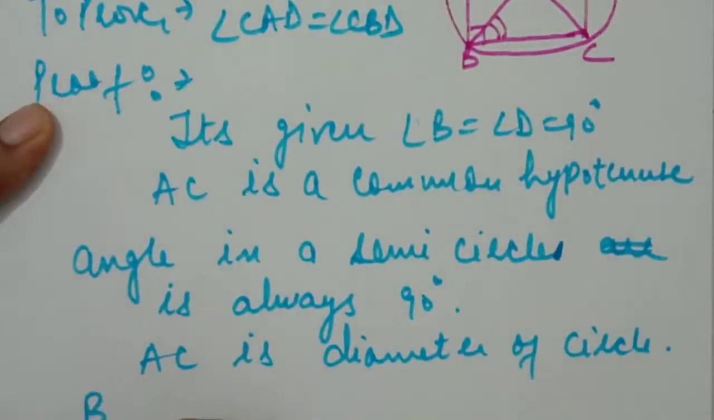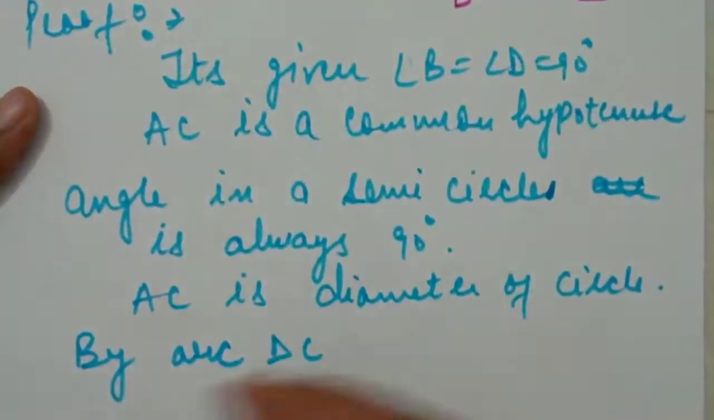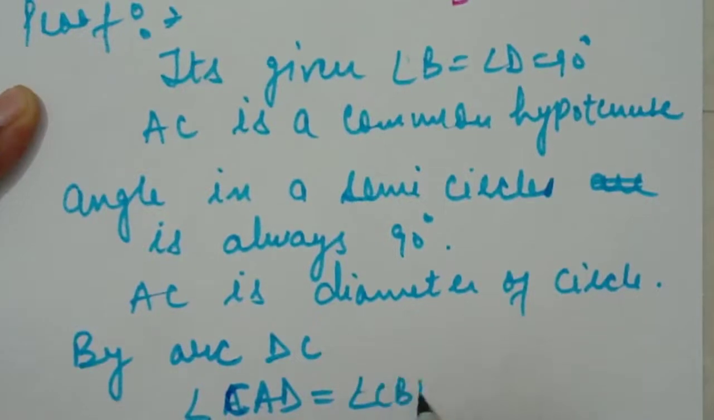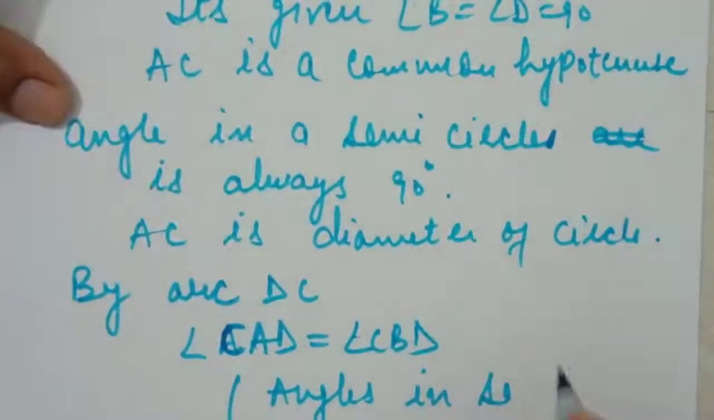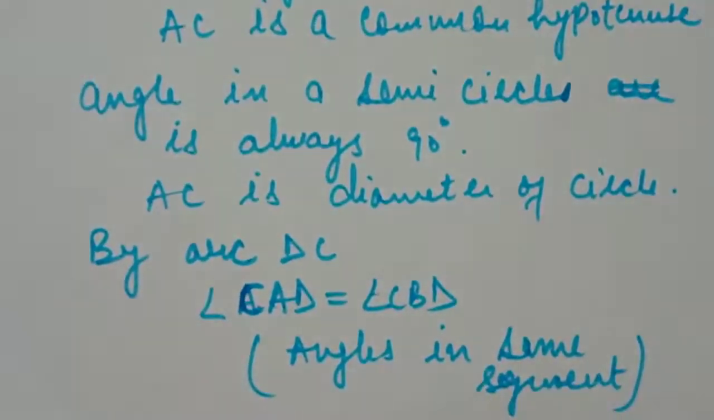Now by arc DC, angle CAD is equal to angle CBD. Why are they equal to each other? We have to give a reason: angles in the same segment, because we know that when two angles are present in the same segment, they are equal to each other.